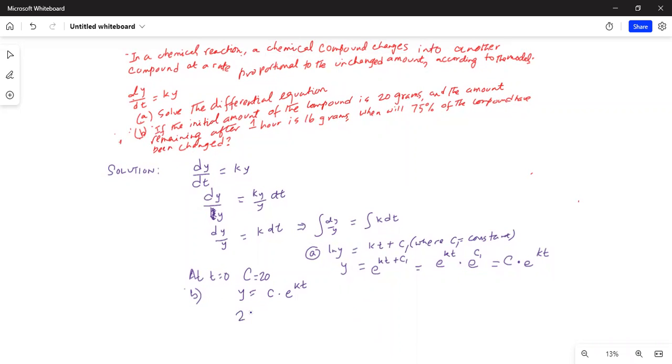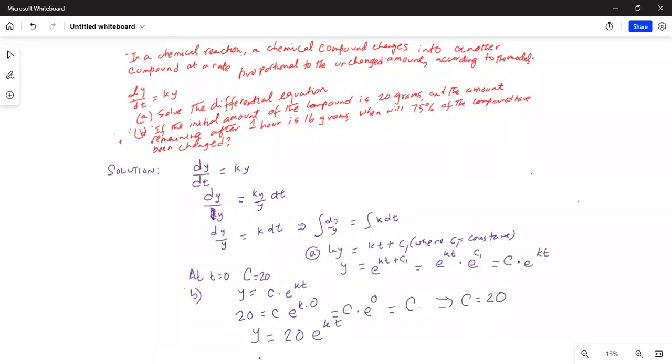20 is equal to c e to the power k times 0, which is equal to c times e to the power of 0. Anything raised to the power of 0 is 1. So c, thus, c is equal to 20. So we can write the equation for y is equal to 20 e to the power kt.